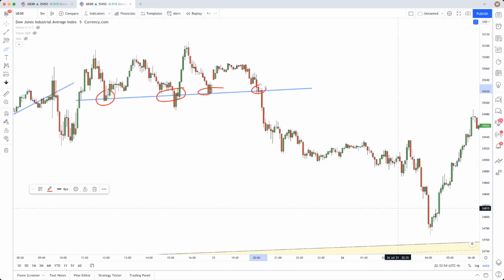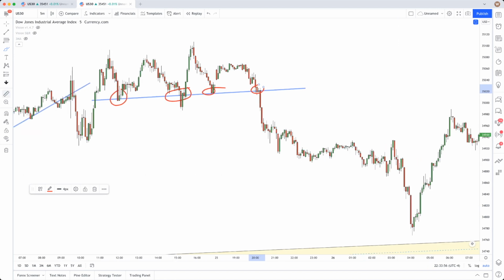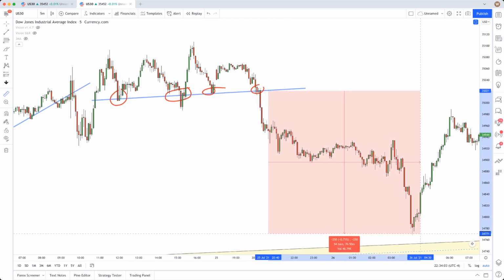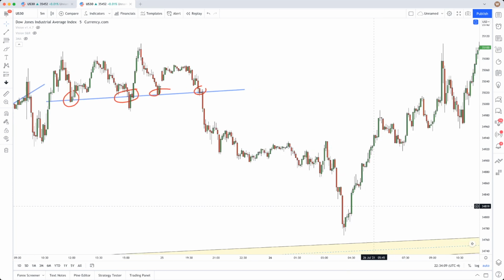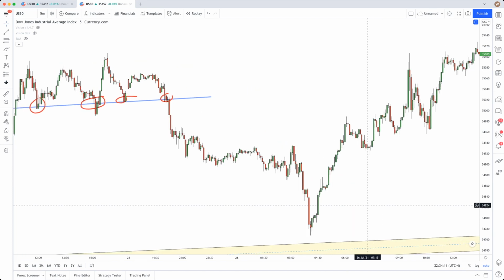Beautiful short. Even if you scalped it, just 2 candles, a couple candles there is 50, 60, 70 points. If you were a Twitter trader and held the whole move, 250. Just like that. So this is one of them goofy deals right here.